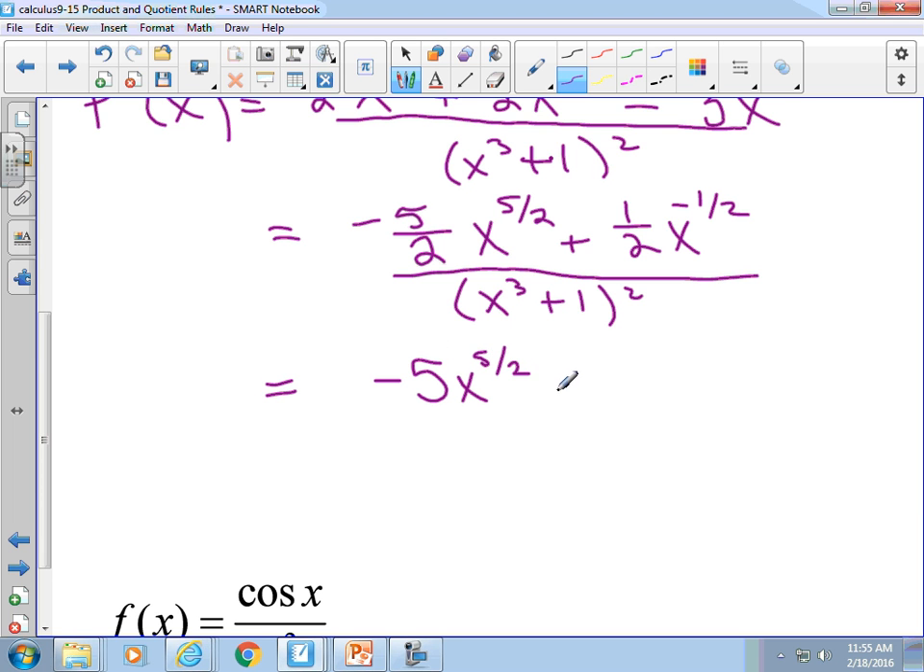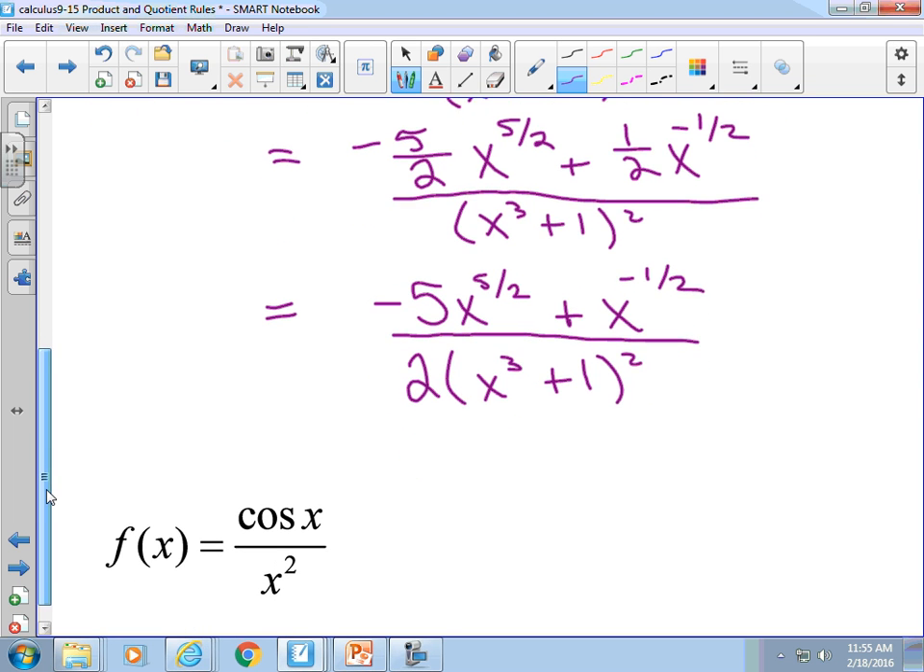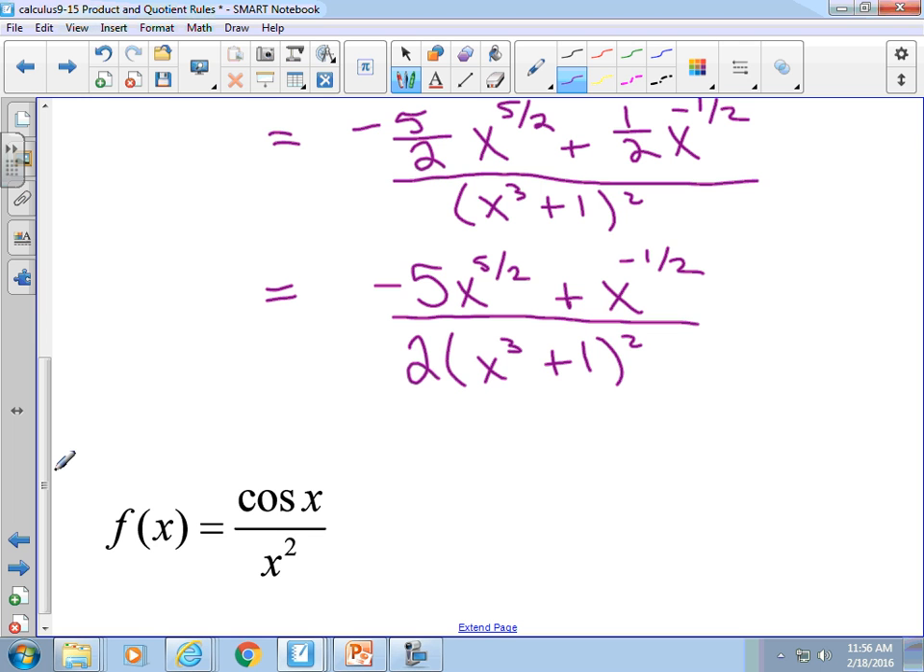Couldn't I multiply the top and bottom of the fraction by 2? Does that simplify it a whole lot just right there? Yes. Because I don't have fractions inside of fractions, although technically I still do because of that x to the -1/2, which brings me to one other simplification you could do.